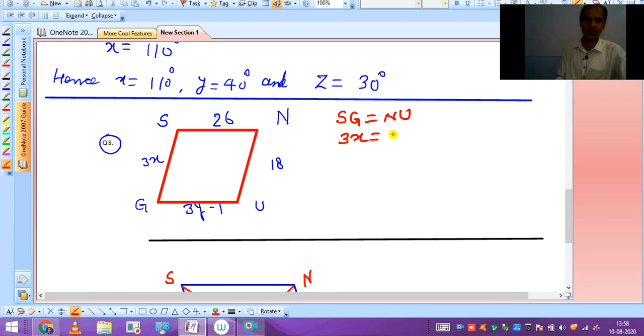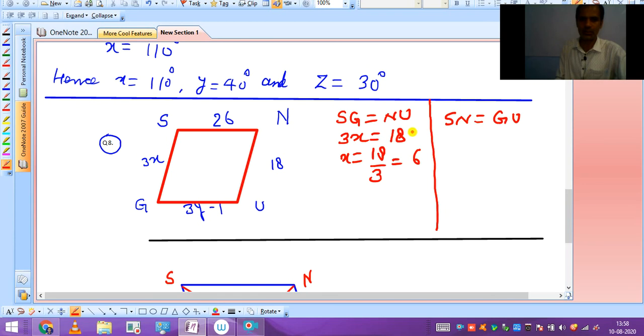Then the value of SG is 3x and NU is 18. Okay, and simply x is 18 upon 3, that is 6 units. Now to find the value of y, again we write SN equals GU. These sides are equal. This is SN, this is GU.